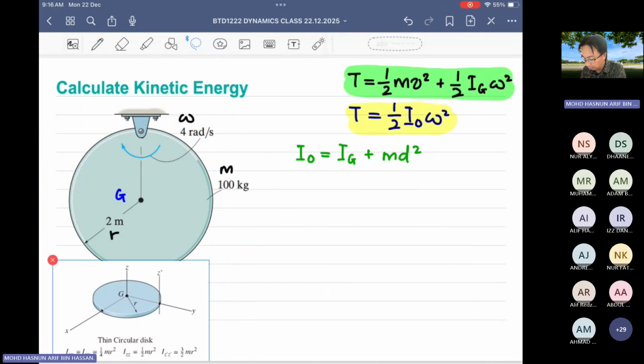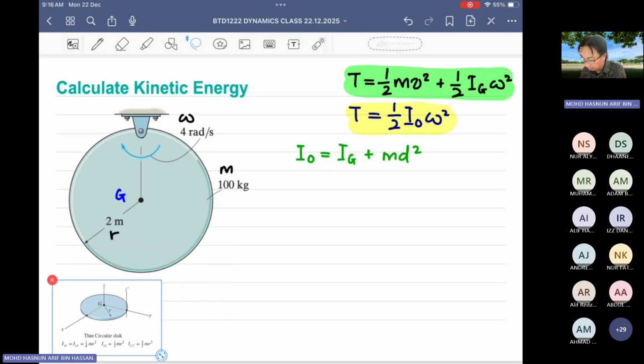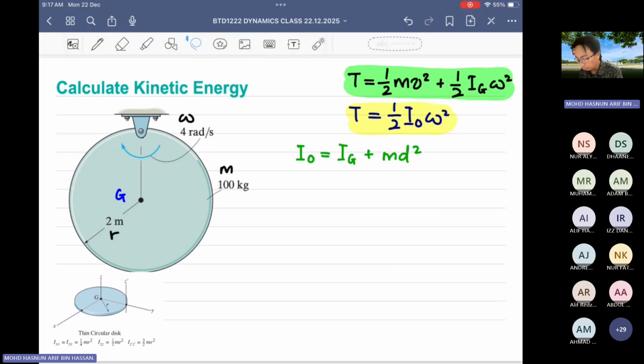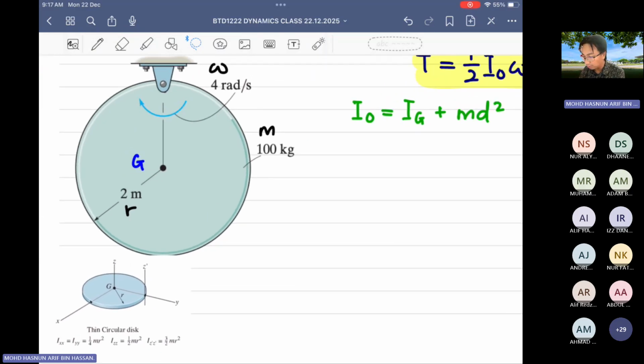Okay, this is a thin circular disc. I will resize it a bit. Okay, like that. So, thin circular disc, we have basically two options. It's either we use the parallel axis theorem, or you can also use this, because sorry, it's not Z prime. We need to use IXX or IYY. No, sorry, we can use the Z prime.